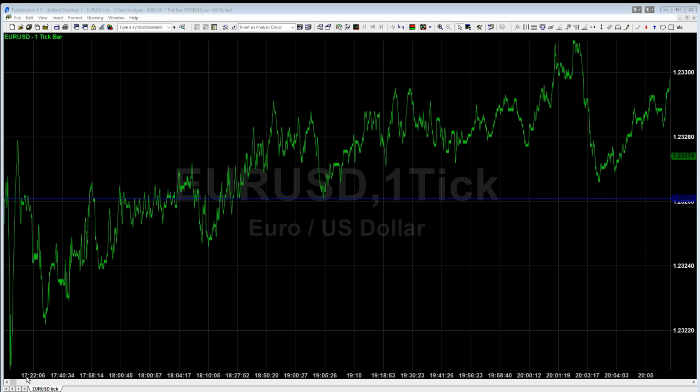So the time scale down the bottom here is in US time, Eastern US time, and the trading day starts at 1700 and finishes at 1700. This is the trading day, Friday the 13th of April 2018. The way our strategy works is we simply follow the flow of money.